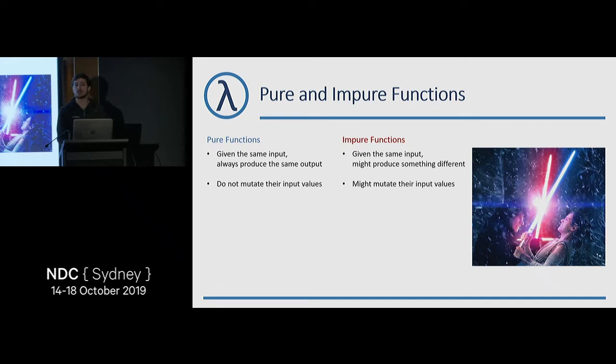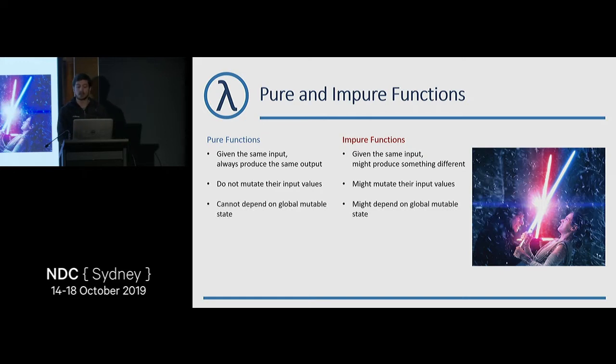Pure functions also don't mutate their input values, but impure functions might. And this means pure functions can be used safely, whereas impure functions have to be treated a little bit more carefully because they might unexpectedly modify what you're passing to them. Purity and immutability go hand in hand. Pure functions can't mutate anything, but they can calculate new immutable copies of values and return them.